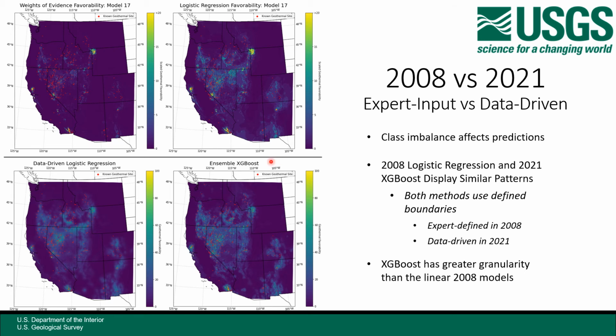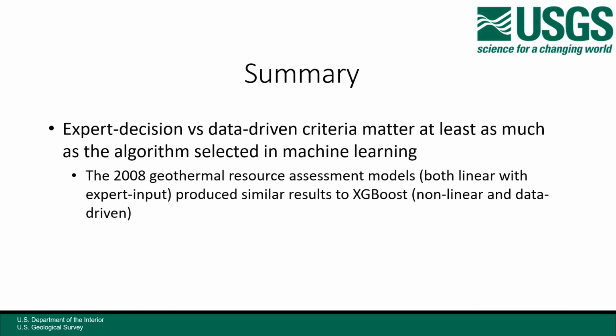Lastly, we see that XGBoost appears to have greater granularity, that is, greater variability in geothermal favorability per unit area than either of the models in 2008. And that's due to the fact that the bin threshold values in 2008 were determined by the user, whereas the threshold values chosen for the trees in XGBoost were empirically derived by the fitting of the algorithm. And those threshold values were set to maximize distinctions in geothermal favorability. Hence, we demonstrate that expert decisions have at least as much impact as the algorithm or method selected when considering geothermal data in the context of modeling and machine learning.